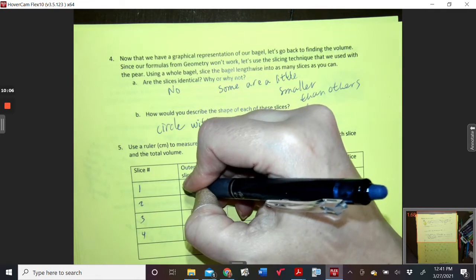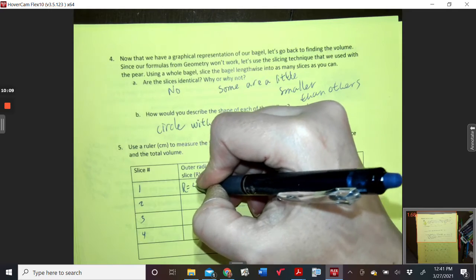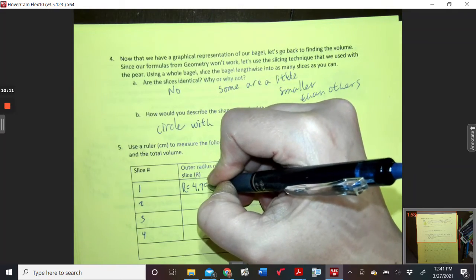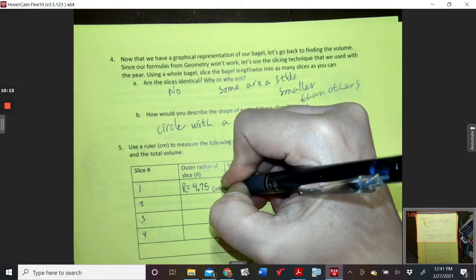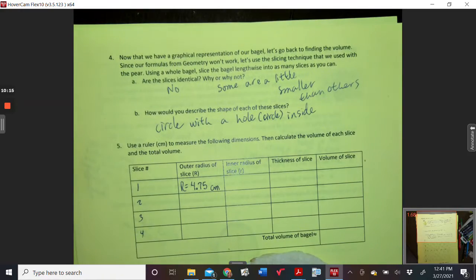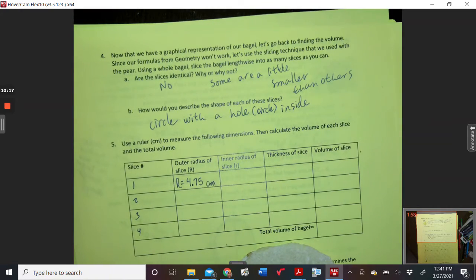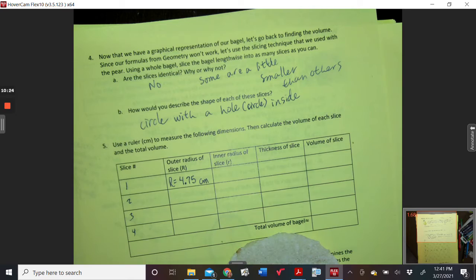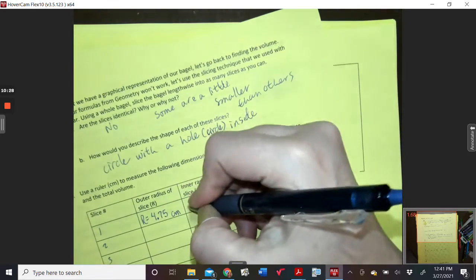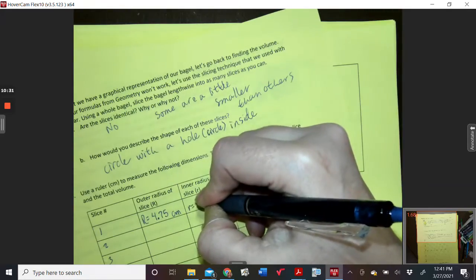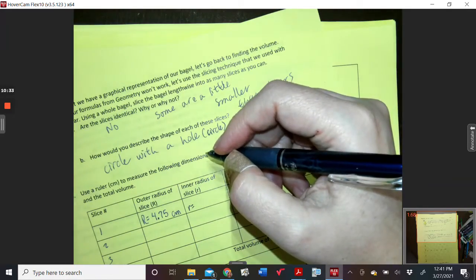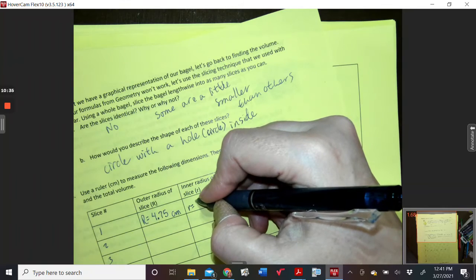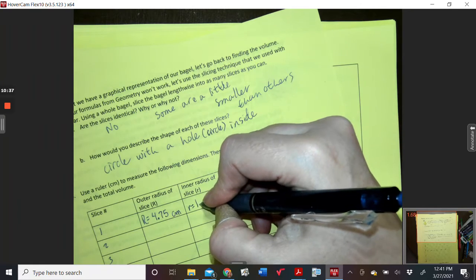So big R is 4.75 centimeters. Looking at the inside and pretending it's a perfect circle, even though it's not. Even though we know it's a trapezoid, we're pretending it's a circle. And it's a circle with a diameter of about 2.5, which makes little r 2.5 cut in half is 1 and 0.25.